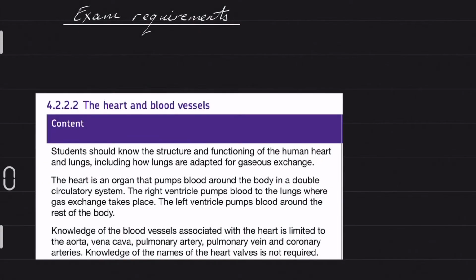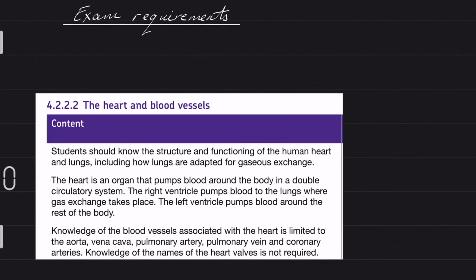So as you can see here, for your exam, you're expected to know certain structures and functions of blood vessels. It says here, students should know the structure and functioning of the human heart and lungs, including how lungs are adapted for gaseous exchange. We are going to come across lungs and how the lungs work a bit later on, once we've completed the structure of the heart and the function of the heart.